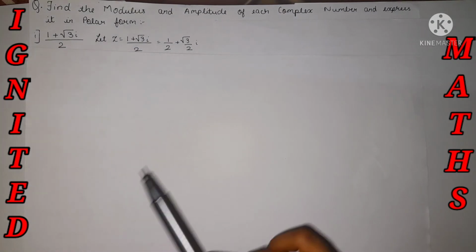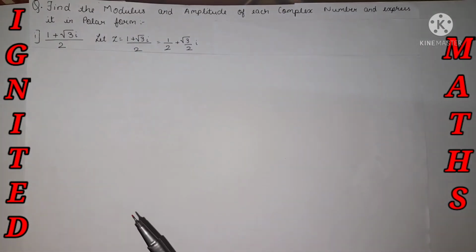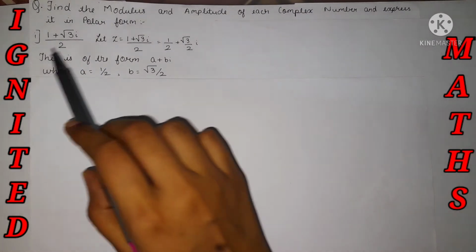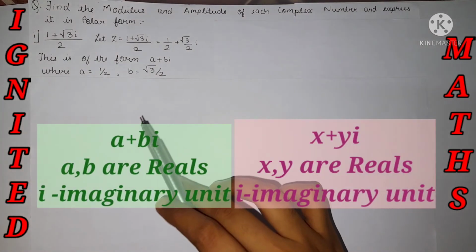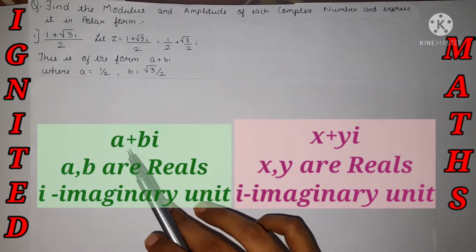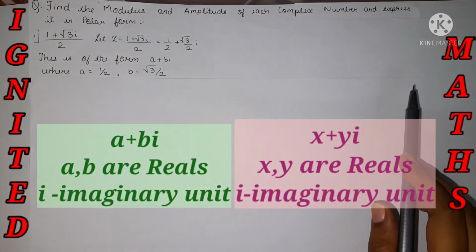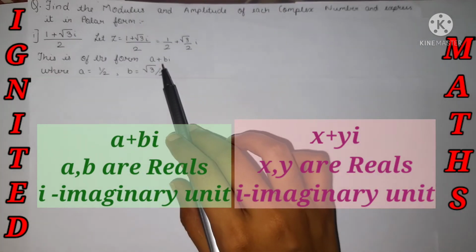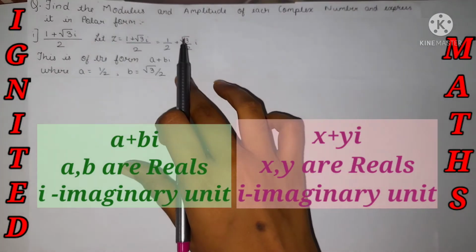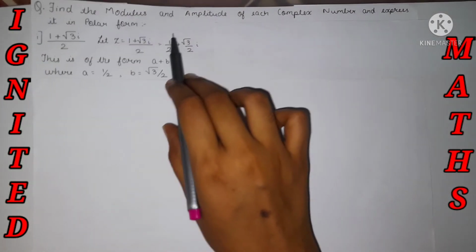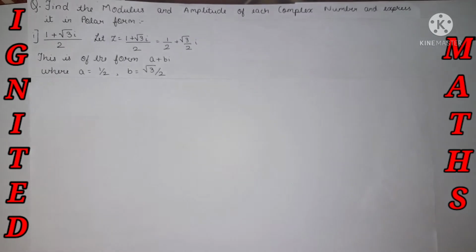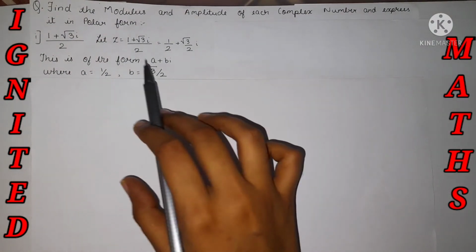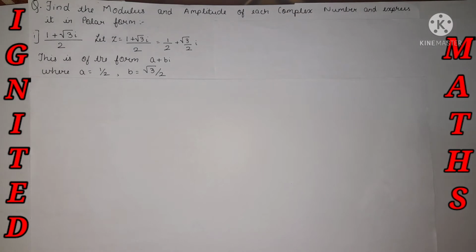Let's get started. First let's distinguish the a part and the b part from the given complex number. This is of the form a plus bi. In some books you can even see the term as x plus yi. It's actually the same, in which x and y are real and i is imaginary. Over here a and b are real and i is an imaginary unit. So a is equal to 1 by 2 and b is equal to root 3 by 2. Both the a and b terms contain positive signs, so it's lying in the first quadrant.